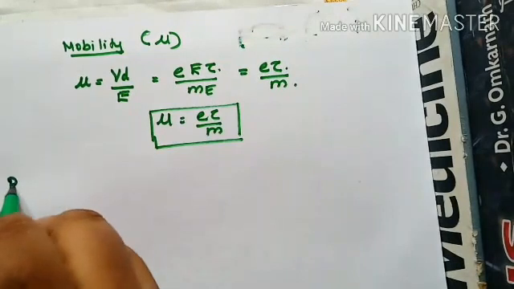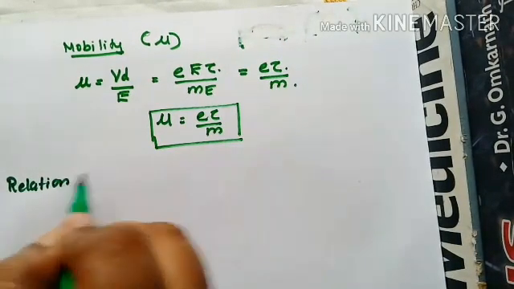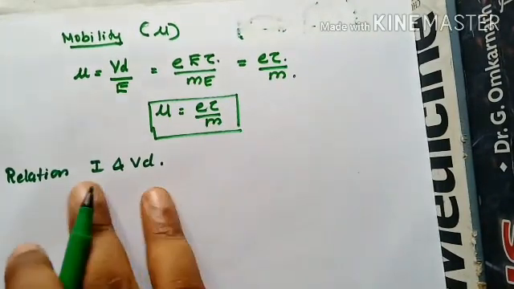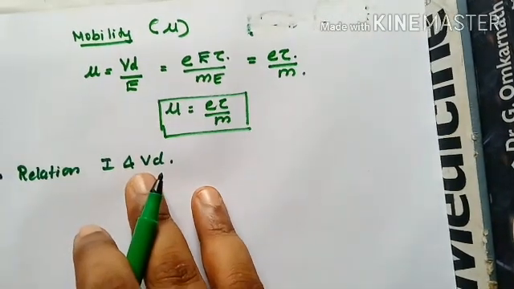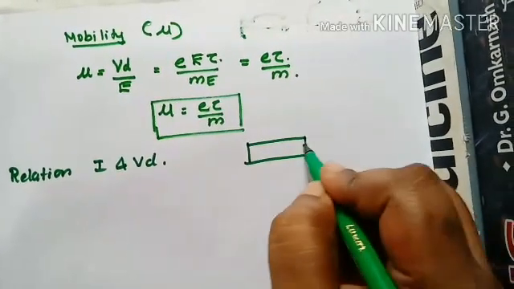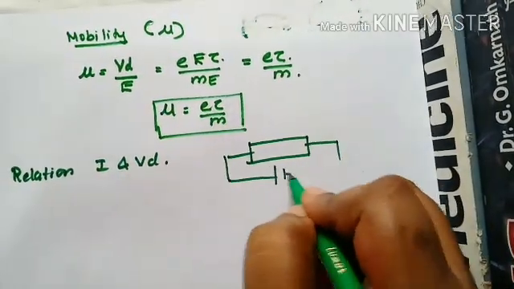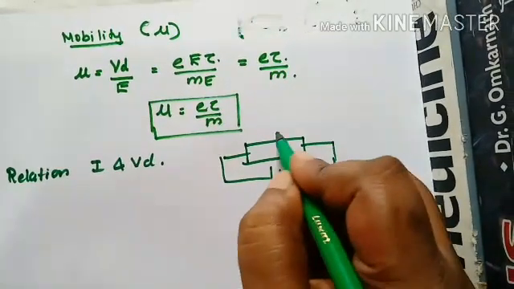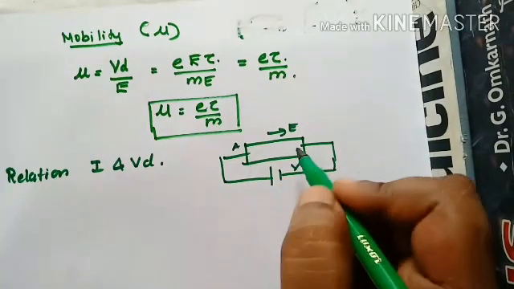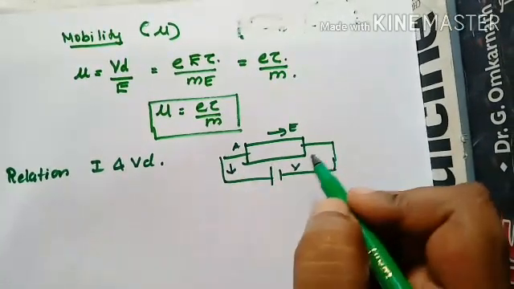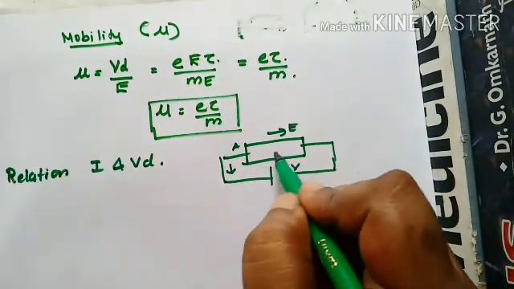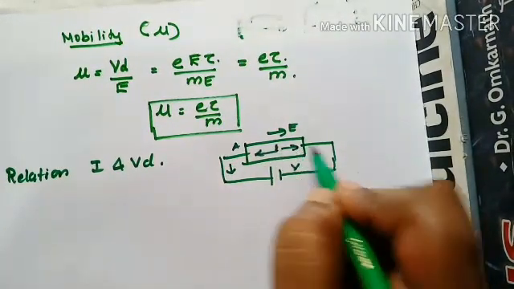So what is the relationship between I and Vd? What is the drift velocity and current relation? We will derive an equation for it. So we will start with the circuit. Suppose this is my conductor. I am connecting a supply to it, and this is voltage source V, and the electric field will be in this direction. Suppose the area of cross section of this conductor is A, and the electron is moving in this direction, current is flowing in this direction. Hope you understood. The length of the conductor is L.